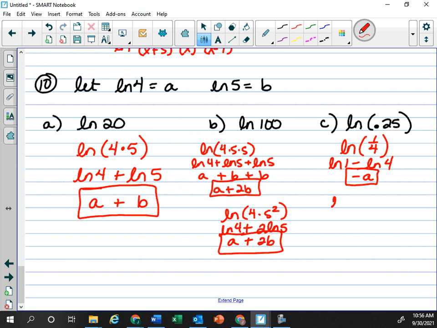Or you could have looked at this natural log of 1/4 and said, I'm going to write that as natural log of 4 to the negative 1. And then again, bring that coefficient out in front and you get negative A. So I don't care which way you get there as long as you get there without breaking any rules.